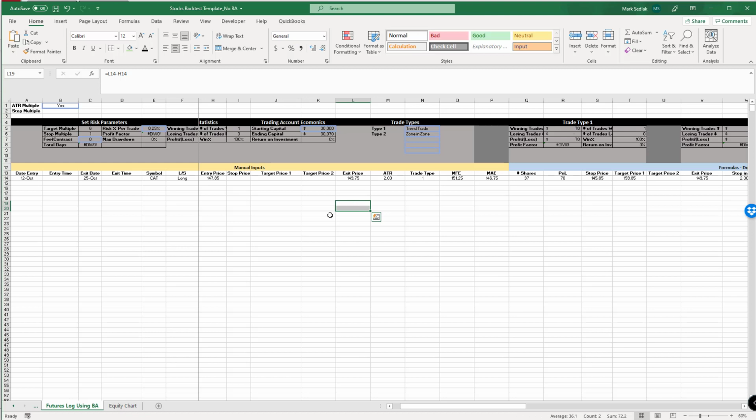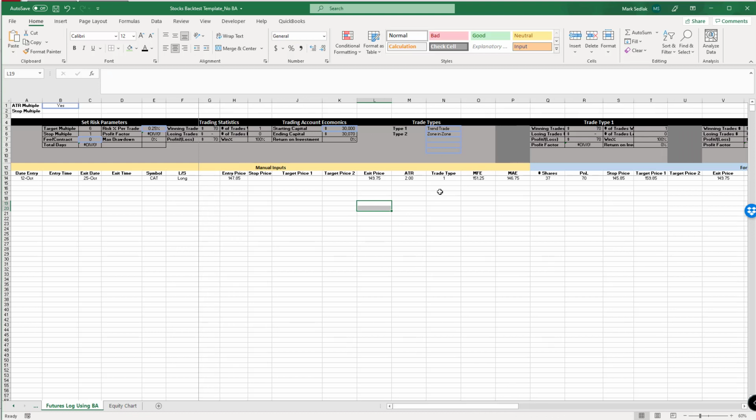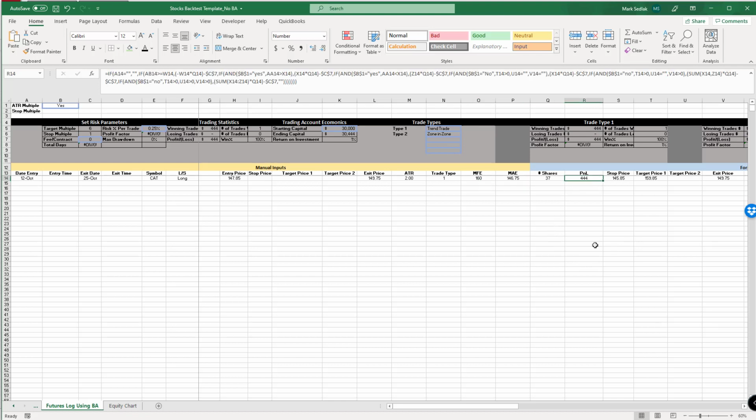Otherwise, what you need to do is put your MFE in, and let's say that our MFE is above our target price of 160. Our target price, I'm sorry, is 159.85. Let's put a 160 MFE in there. So you can see we hit a target and we made $444. All right, I hope that makes sense. So that covers the ATR multiple.